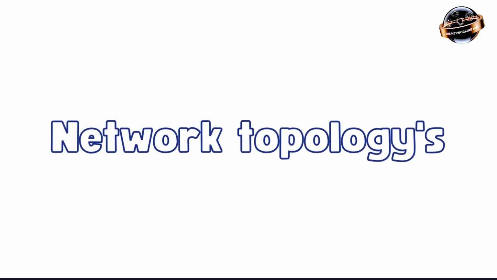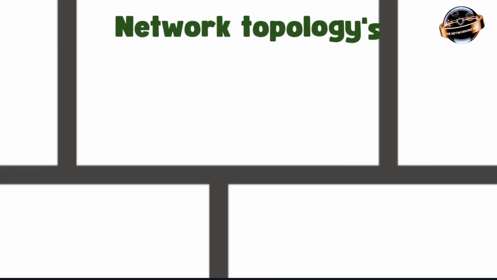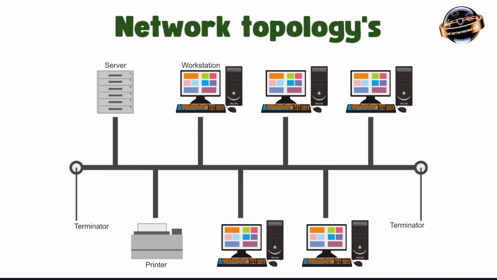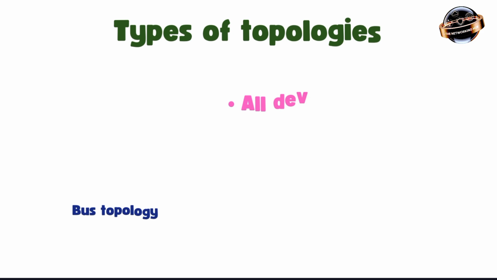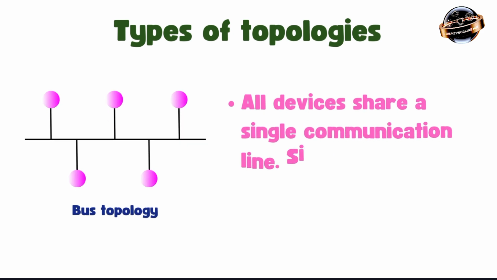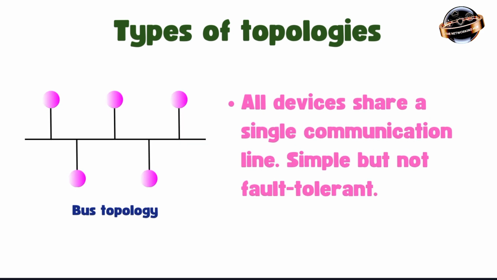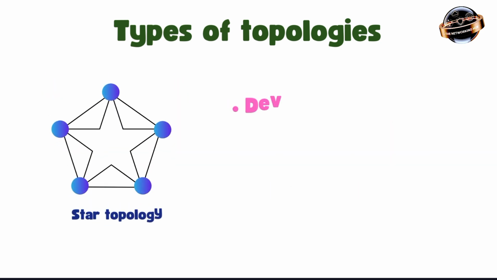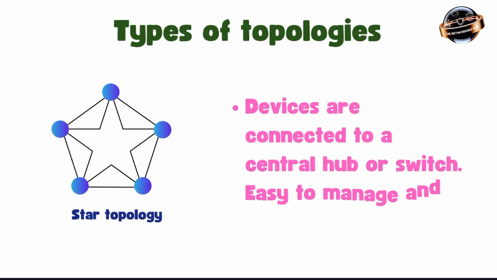Network topologies. Network topology is the structure of how devices are connected. Common types include bus topology. All devices share a single communication line. Simple but not fault-tolerant. Star topology. Devices are connected to a central hub or switch. Easy to manage and troubleshoot.